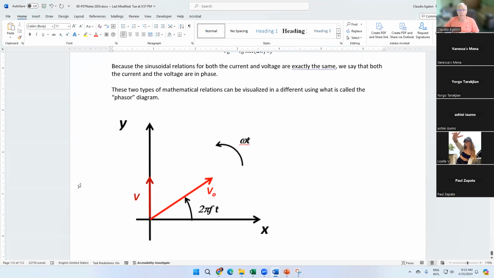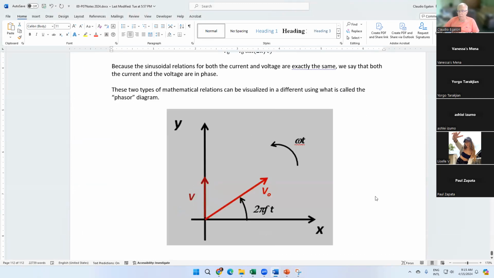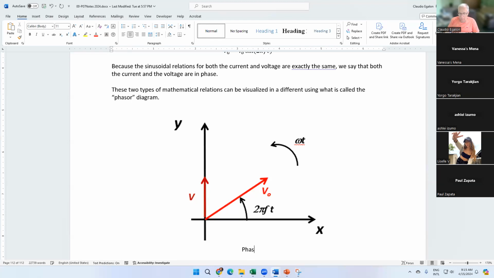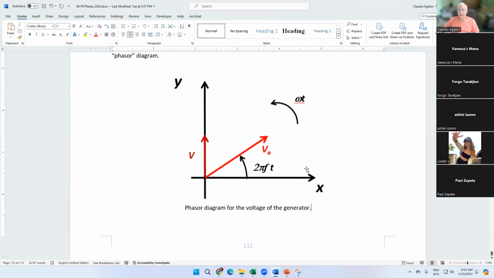Here you go, phasor diagram for the voltage of the generator. What we have right here is the maximum voltage that can be achieved in the circuit at a given instant of time. That's called V naught, right? And then we have the projection of this voltage along the y-axis.